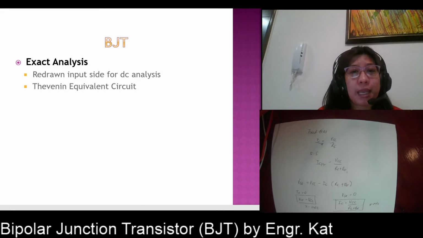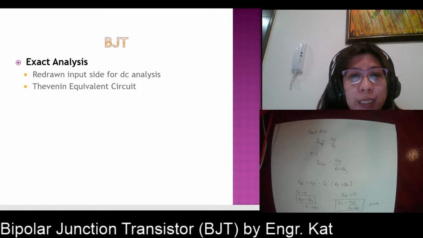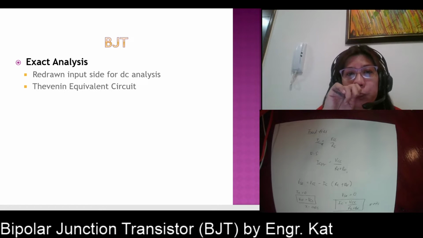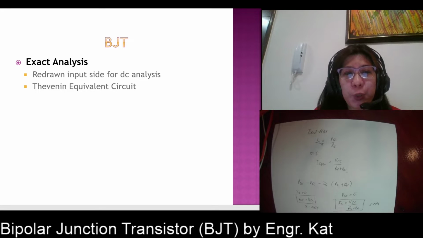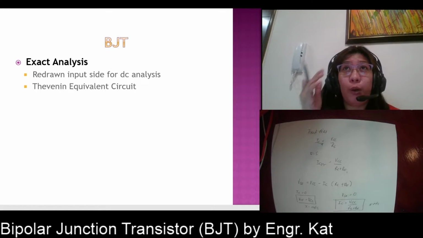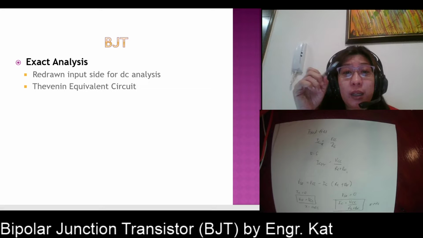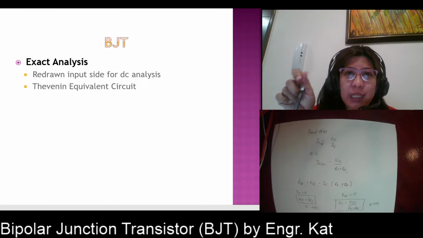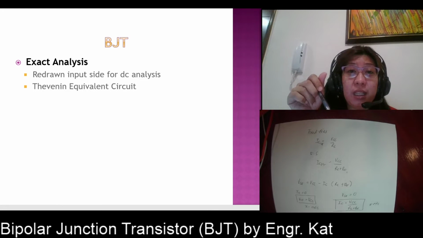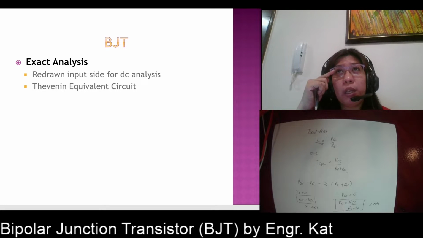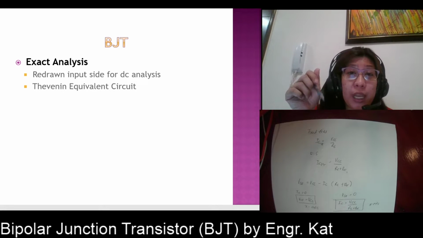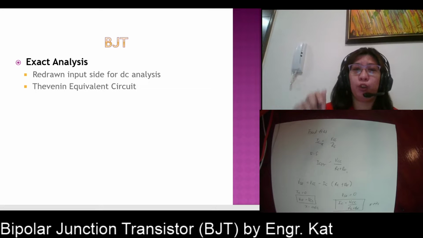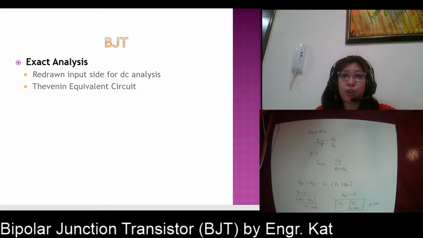So for the exact analysis, we are going to redraw the input side and we're going to Theveninize that specific circuit. So do you still remember how do you Theveninize your circuit? So you have to convert that specific circuit to a single resistance with a single voltage source. So the single resistance will be connected in series with the single voltage source. So we will be calling the single voltage source your ETH or your VTH, while the equivalent resistance will be called the RTH. So this is just a review from your circuit analysis lecture.